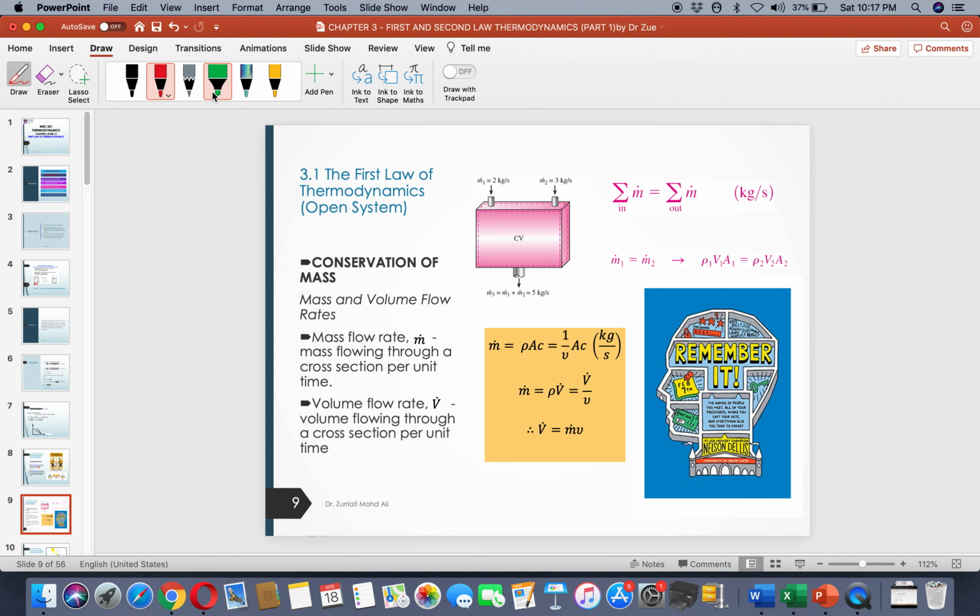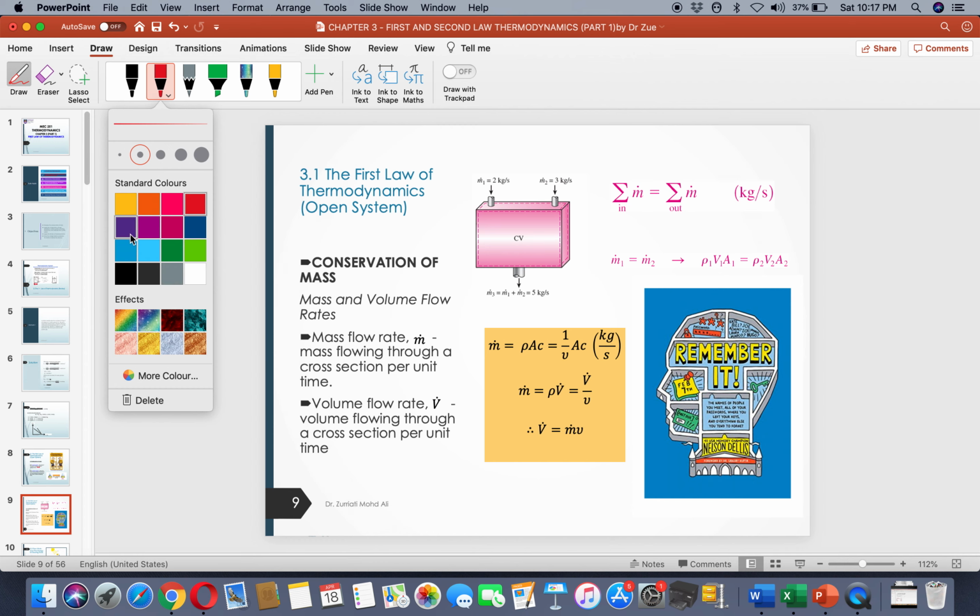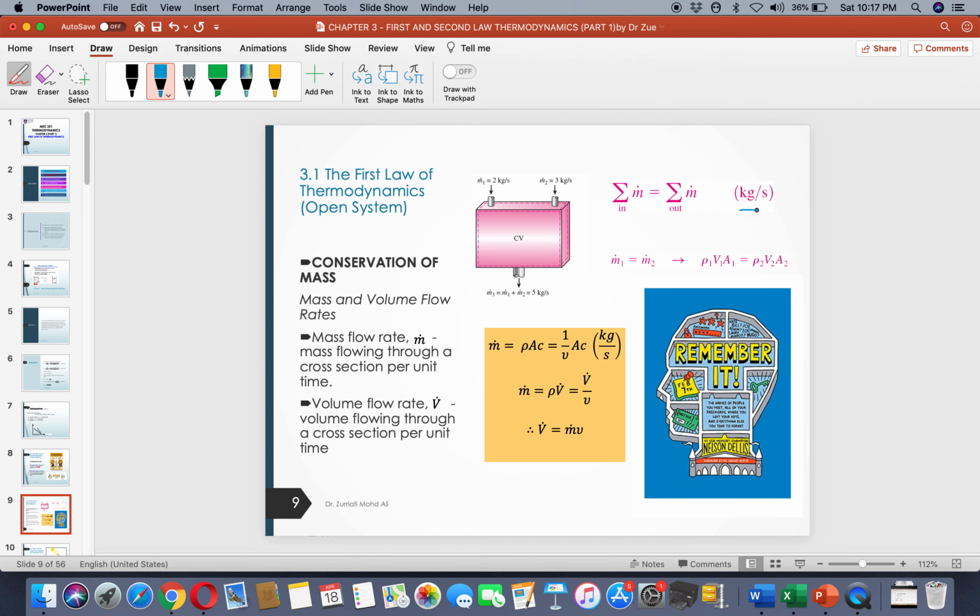So as we can see here, this is m dot in at the inlet is equal to m dot at the outlet, and the unit is given as kilogram per second. Okay, so we know that m dot is equal to rho 1 A1 V1, is equal to rho 2 A2 V2. What is rho? Rho is the density of a substance.